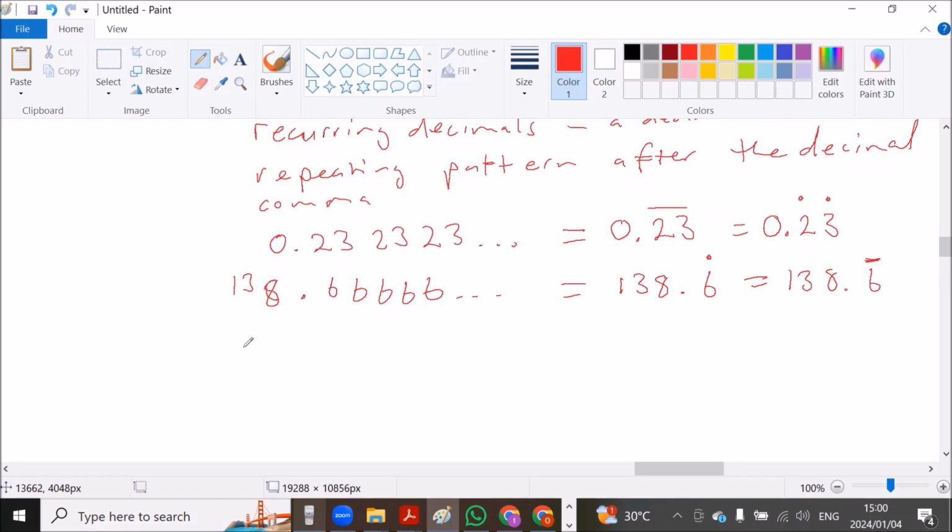Another example is 76.57878, and so forth. So the repeating pattern is on 7, 8. This is also a recurring decimal. So we can write it as 76.5, then 7, 8, and put the bar on top of 7, 8. Okay, which is also equal to 76.5, then 7, 8. We put dots there.